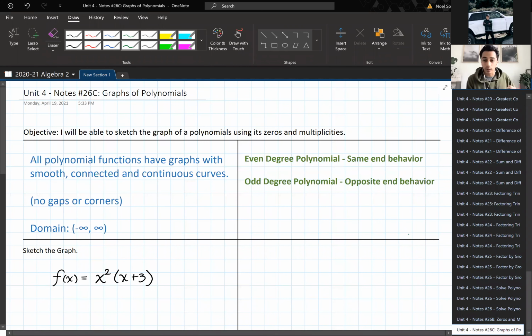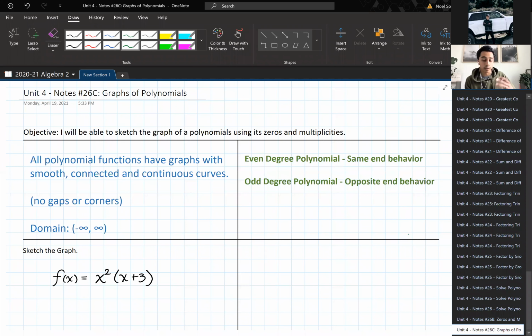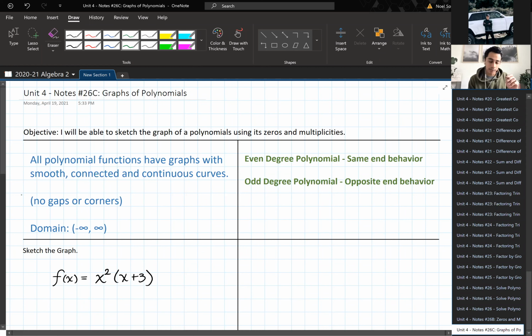One quick thing to note before we even begin to graph polynomials is to understand what polynomials will look like when they get graphed, right? One thing that we know about all polynomial functions is that the graphs are smooth, connected, and continuous, right? So what does that mean? It means that there's no gaps or corners.